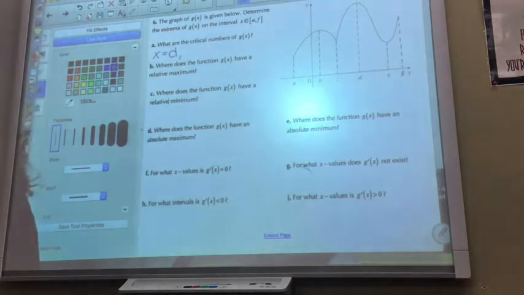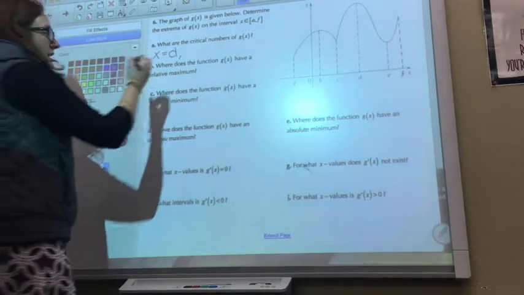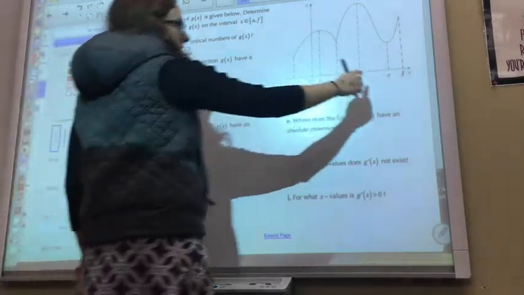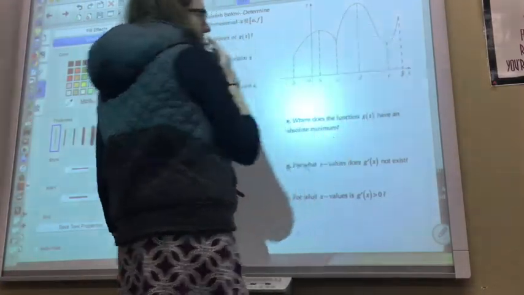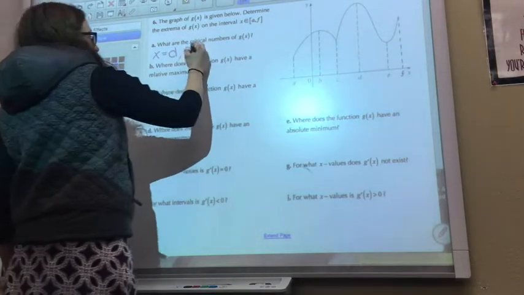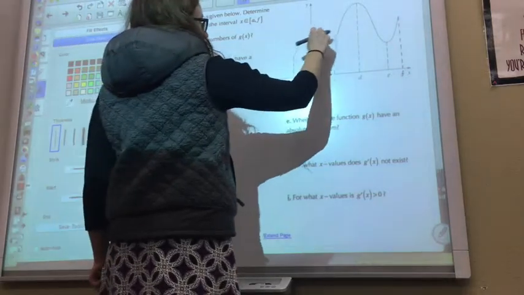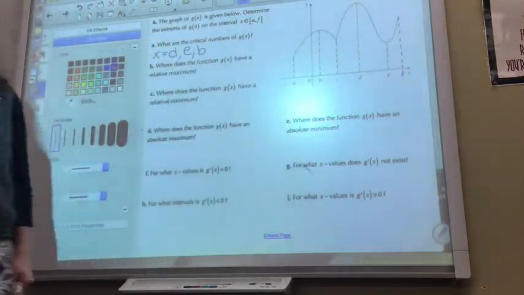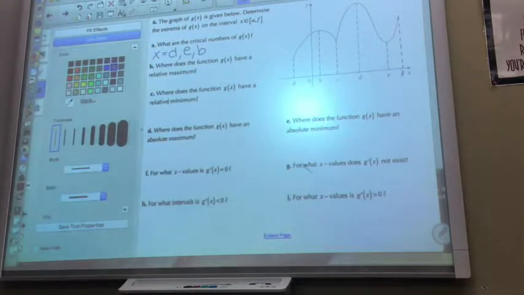Where else? E, yeah, because E is a minimum. And right, our derivative would be 0 there, our slope is 0. Where else? Yep. That's a maximum. Our slope is going to be 0 there. And there's one more.